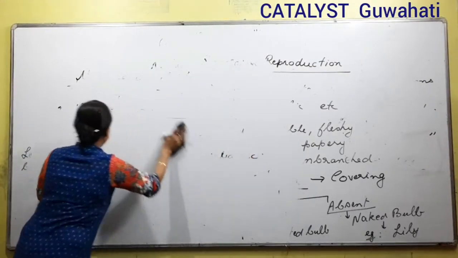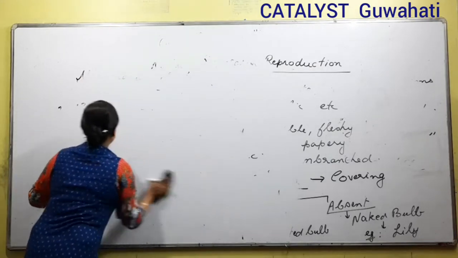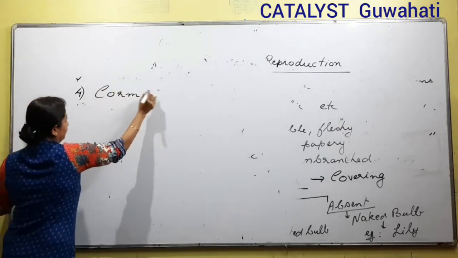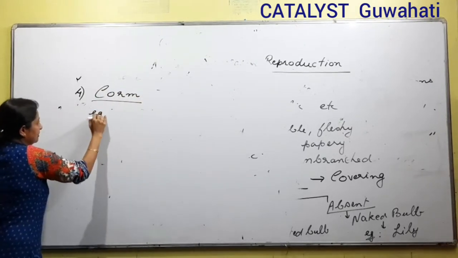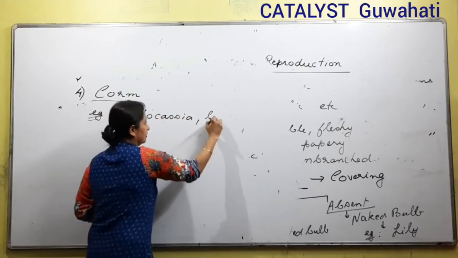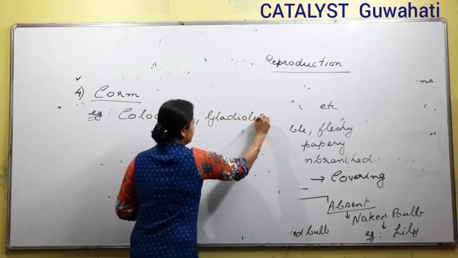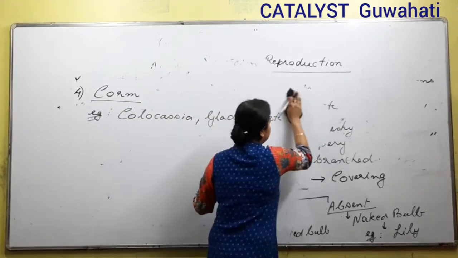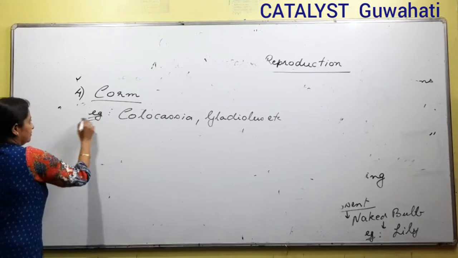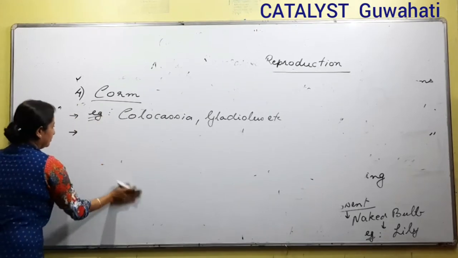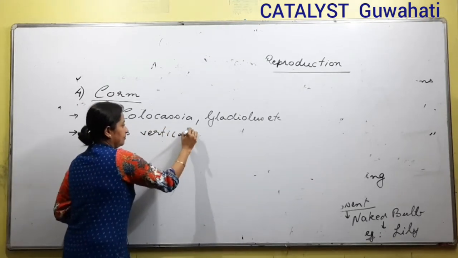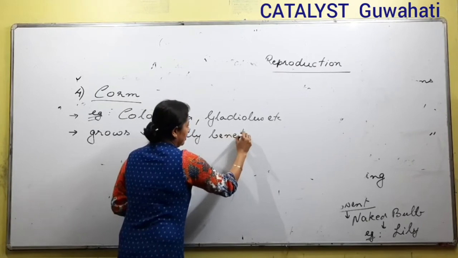Next, we go to the fourth one. The fourth type of underground stem is corm. Examples of corm: colocasia, gladiolus, etc. It grows vertically beneath the soil.